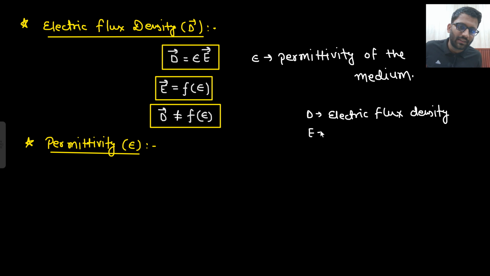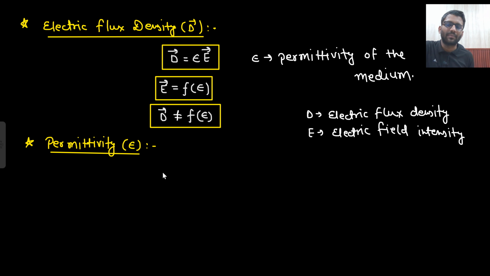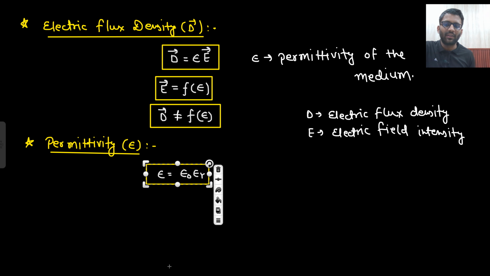And if I say E, that means electric field intensity. So both are two different terms. Now let's talk about this epsilon. This epsilon is given by epsilon naught epsilon r, where epsilon naught is known as absolute permittivity.